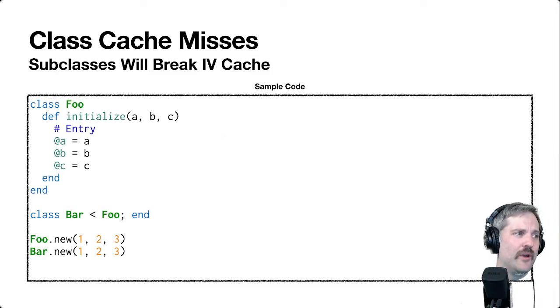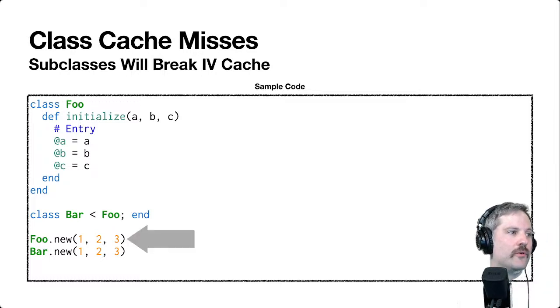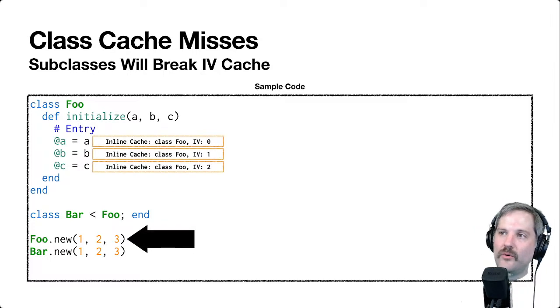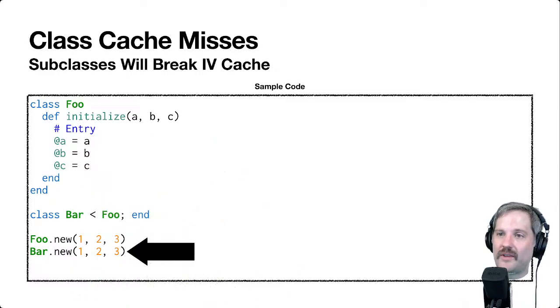But what happens if you have, say, a subclass, for example? So in this case, we have foo, and then bar is a subclass of foo. So when we execute foo, the inline caches will contain foo as the cache key along with the instance variable index. But then, unfortunately, when we execute bar.new, those caches all fail because the class is different.